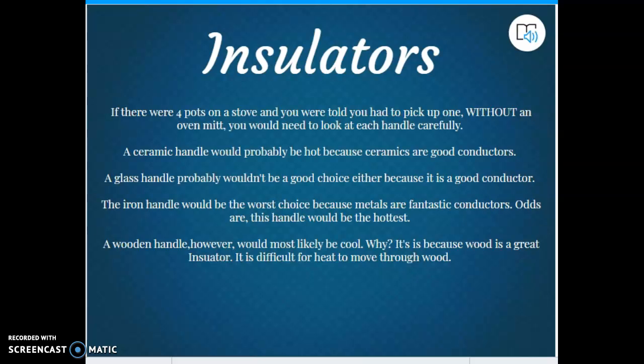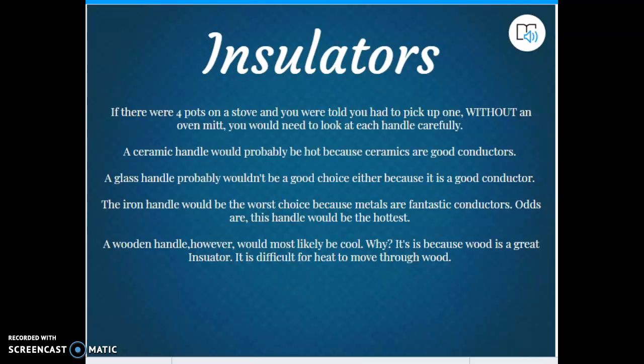If you happen to have 4 pots sitting on the stove and somebody told you you've got to go pick one of those up, but you can't use an oven mitt or any other type of insulator, you have to pick up one of those. And you were looking at the 4 pots on the stove, and one of them had a ceramic handle, one had a glass handle, one had a handle made out of metal like iron, and one had a wooden handle. And you had to look at the 4 and determine which one am I going to pick up. Well, you got to start thinking, I need to find the one that's an insulator, the one that heat does not move through very quickly.